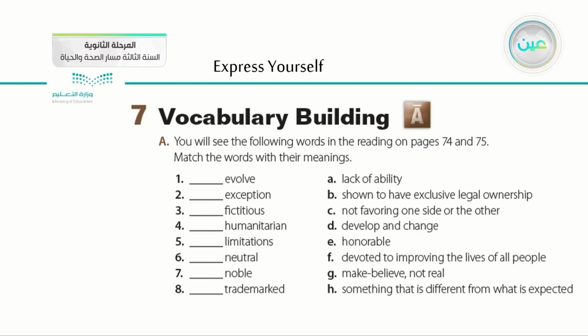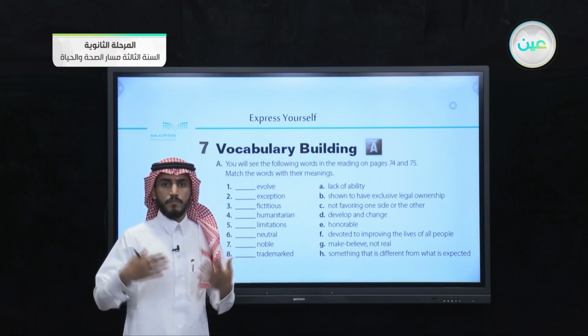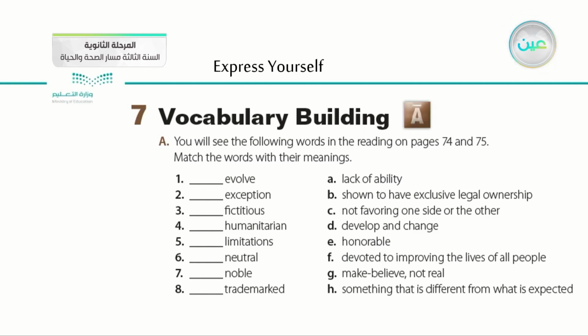After that, we have the word neutral. The word neutral means you do not belong to any of the teams or any of the parties. You are not favoring any one of them over the other. Number 7, the word noble. The word noble means a reputable person or honorable person. And the last word, trademarked, which means someone who has, let's say, an intellectual property right over something, or if we say this product is trademarked to that company, that means it exclusively belongs to them.